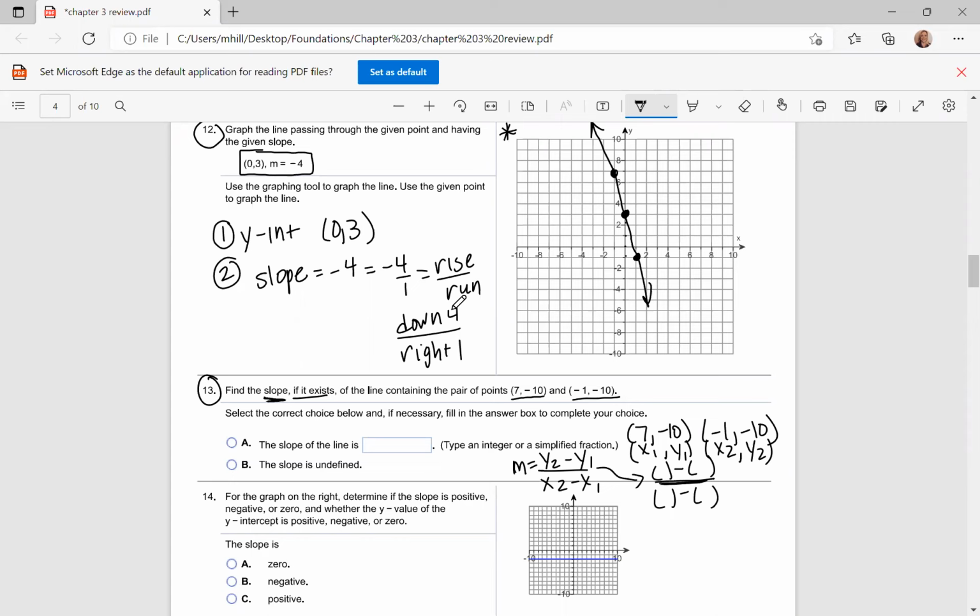It is going to turn out weird. I will say that because the y's are both -10. And so that's the kicker here. Is it going to be one of those that's either 0 or undefined?